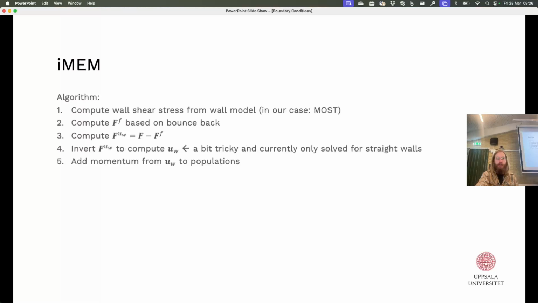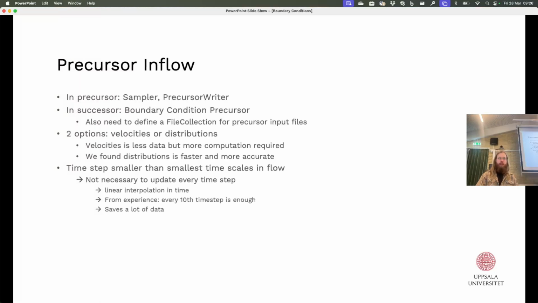So this is the inverse momentum exchange method. And I think this is, at the moment, kind of an exclusive of virtual fluids. So the next thing is the precursor. And I don't think anyone else has implemented this in any other LBM solver.